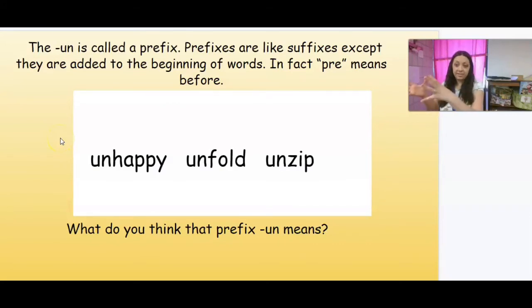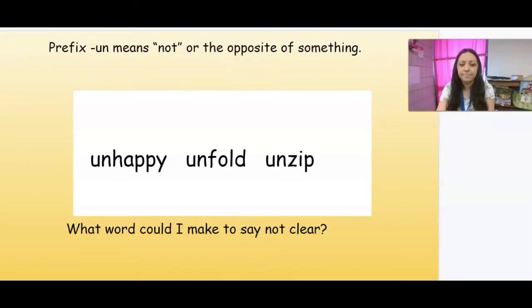Prefixes are like suffixes, except they are added at the beginning of words. In fact, pre means before. So look, unhappy. Happy can be a root word by itself. Unfold. Fold is a root word by itself. Unzip. Zip is a word by itself. So what do you think the prefix un means? If I have unhappy, unfold, unzip. That's right. Un means not, or the opposite.